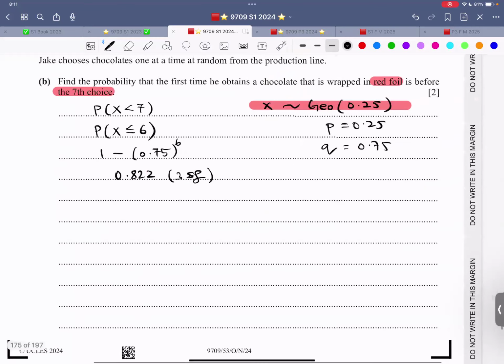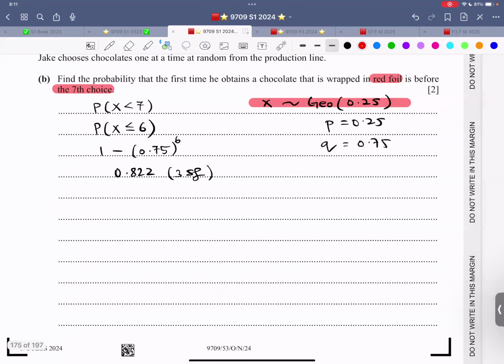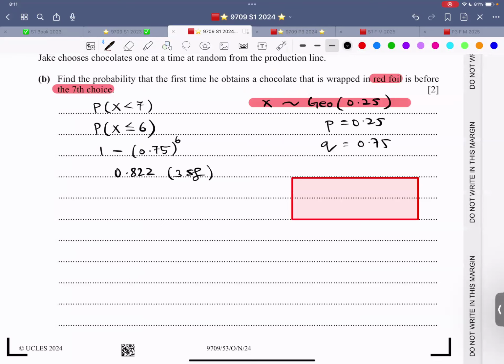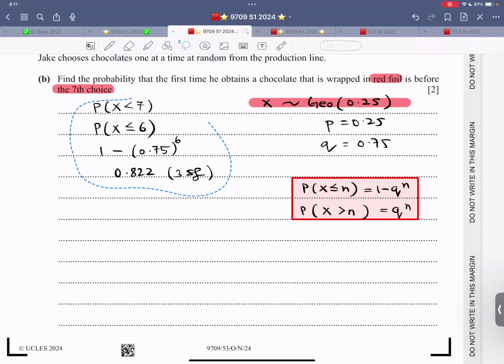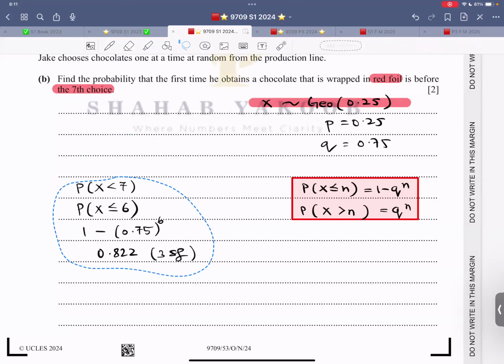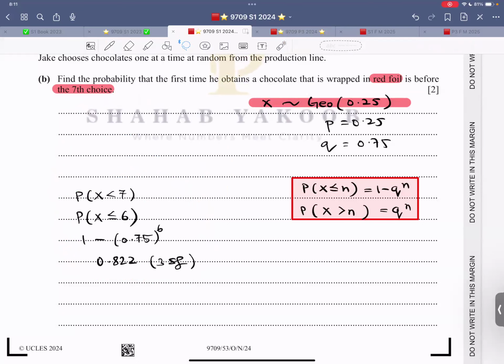And there is a very special rule that comes in handy. Otherwise, you have to do a lot of working. That is over here. Probability X is less than or equal to n is 1 minus Q raised to power of n. And also another one, probability X greater than n is Q raised to power of n. This is for a range of values. So now over here, when we are working with this, this working is there.